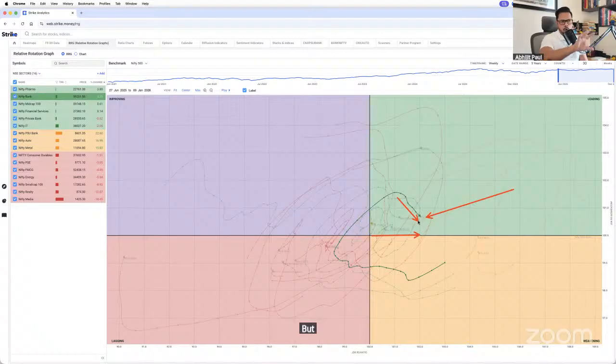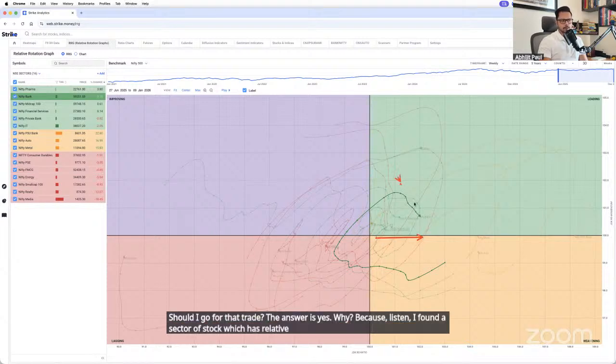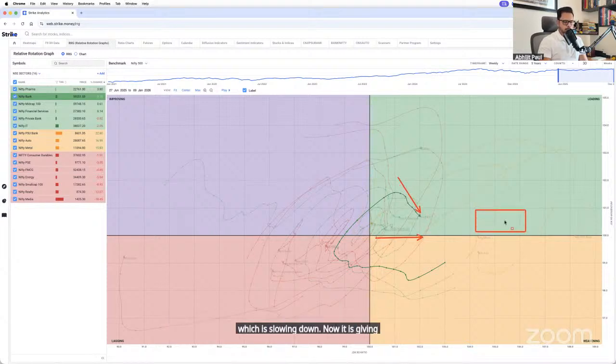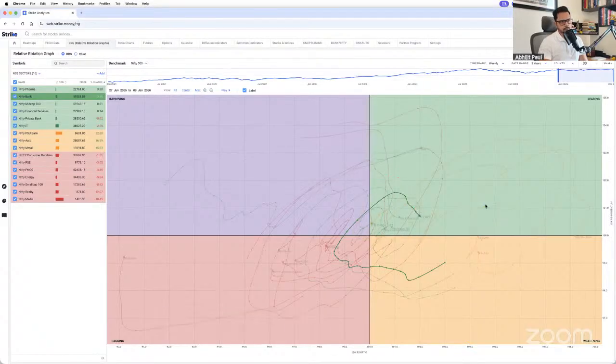But for all three, what should be the strategy? One, what not to do: not to go short. What to do? Look out for revival of bullishness. Look out for any stocks which will give us that upside movement. If I see XYZ, ABC stock giving that bullishness, should I go for that trade? The answer is yes. Why? Because listen, I found a sector, a stock which has relative strength, which is slowing down. Now it is giving me a fresh breakout. Why shouldn't I go for it? That's the logic.